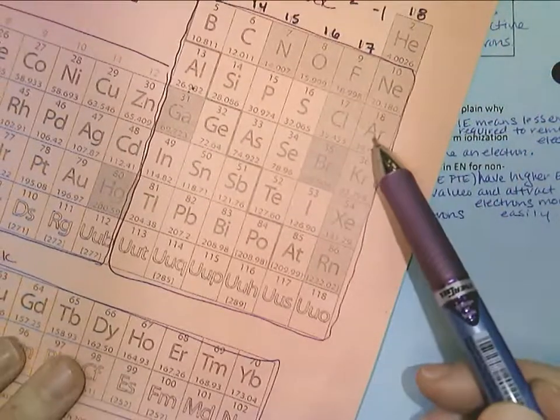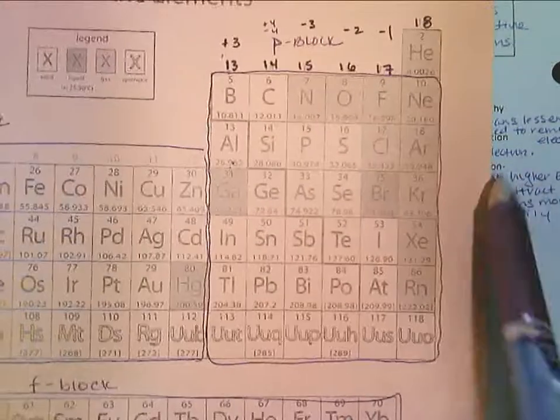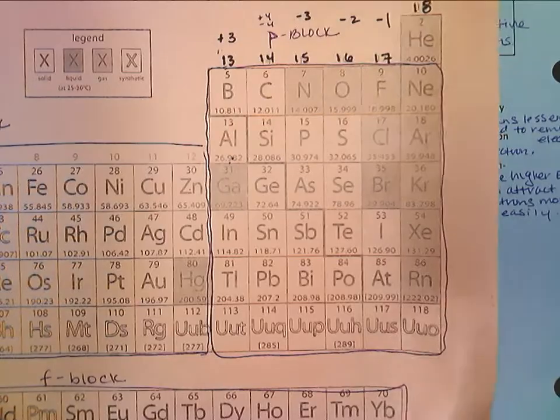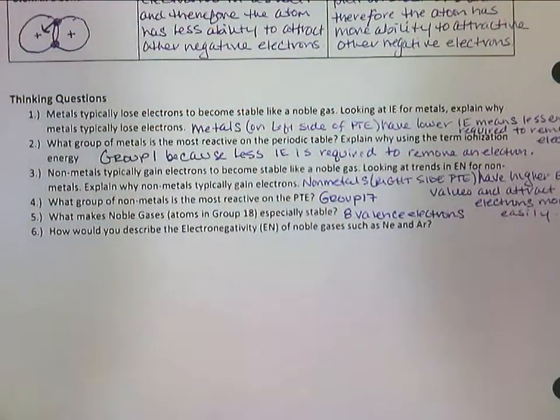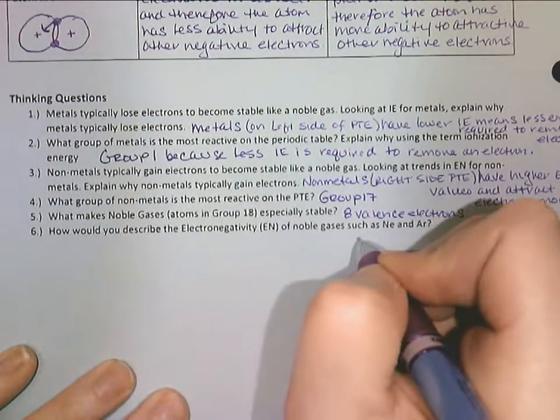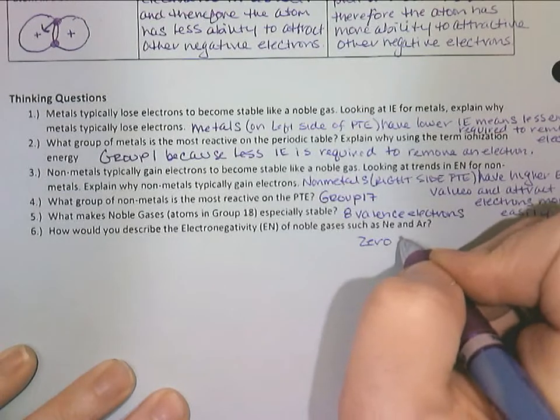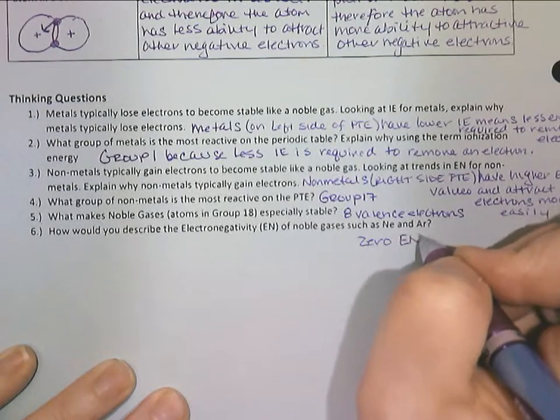So how would you describe the electronegativity of noble gases such as Ne and argon? Well, electronegativity is the tendency to gain a pair of electrons. And because they already have 8 valence electrons, they are stable. And so their electronegativity value is 0. 0 tendency to gain a pair of electrons. So 0 EN.